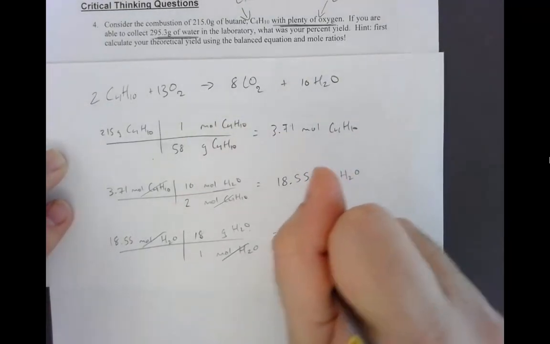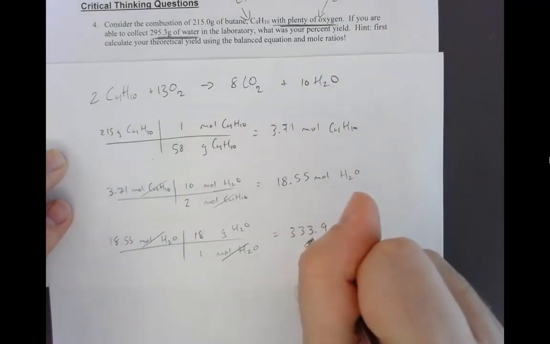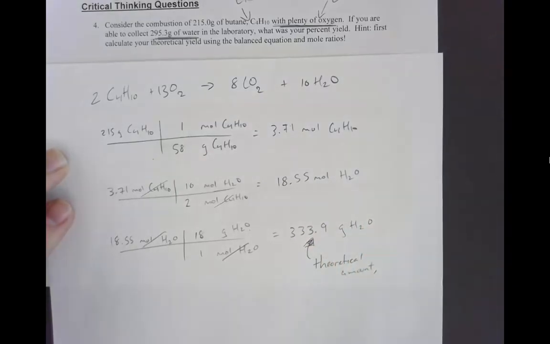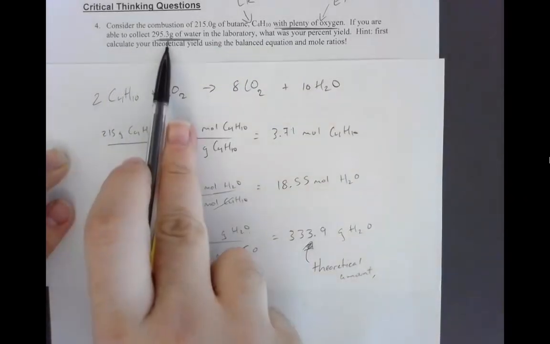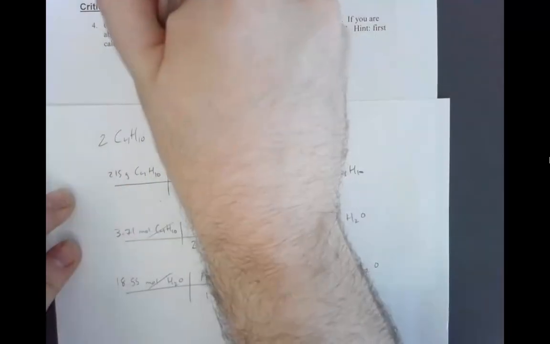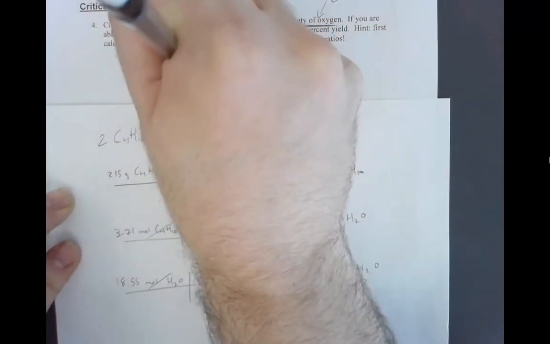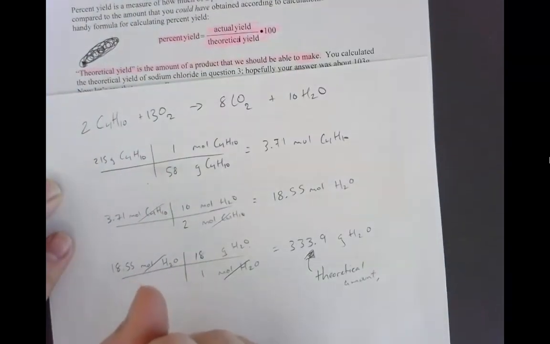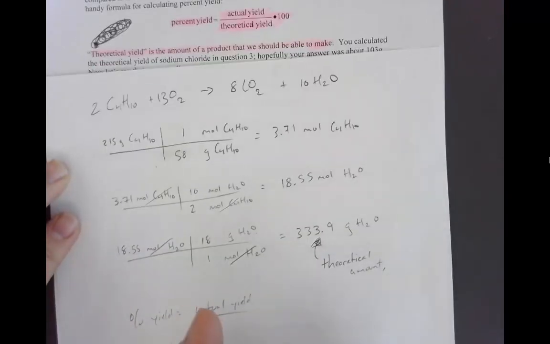Remember, this number that we just calculated is the theoretical amount. This is the amount that you could get if you were perfect. That means that the number inside of the problem is the actual amount. This is how much you were actually able to collect. So when we use our percent yield formula, percent yield equals the actual yield over the theoretical yield times 100, we'll know what numbers to plug in.